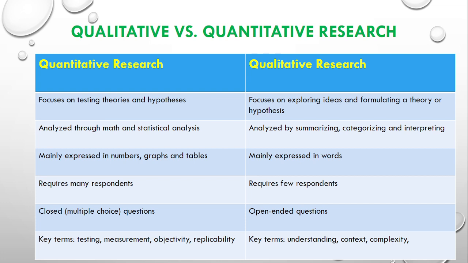Then the other key difference is that quantitative research uses closed questions like multiple choices. Whereas qualitative research, it uses what? Open-ended questions. I think the last key difference is in the key terms. When we're using quantitative research, we're using testing, measurement, objectivity, and replicability. Whereas in qualitative research, the key terms are understanding, complexity, and of course context. So these define the key main differences.